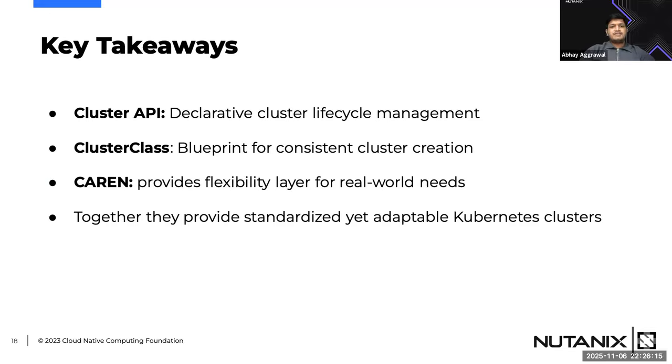So, key takeaways for this. Cluster API provides a declarative approach to managing Kubernetes cluster lifecycle. ClusterClass acts as a blueprint, ensuring consistent and repeatable cluster creation. CAREN adds a flexible layer to adapt the cluster specifics for real-world use cases. Together, these components standardize cluster management while preserving flexibility. This approach simplifies operating Kubernetes clusters at scale with predictable outcomes.